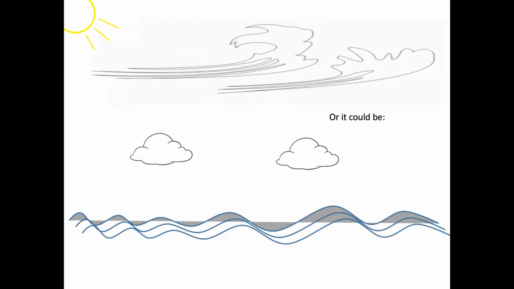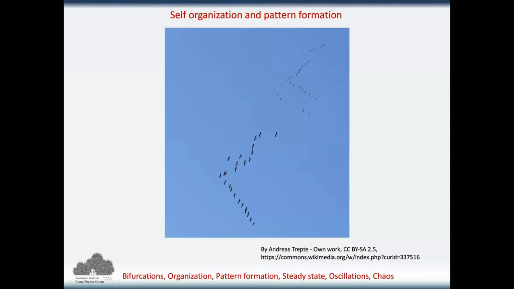But this was a very brief and not the most sophisticated example of possible bifurcation. And we will see many more actually later on in the talk. So we finished bifurcation, and now I want to talk about self-organization.